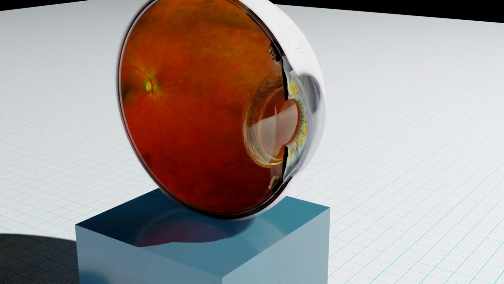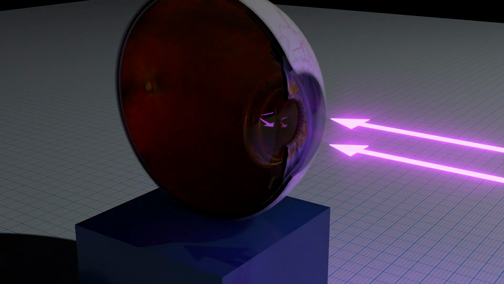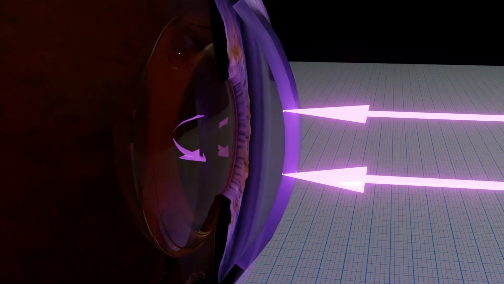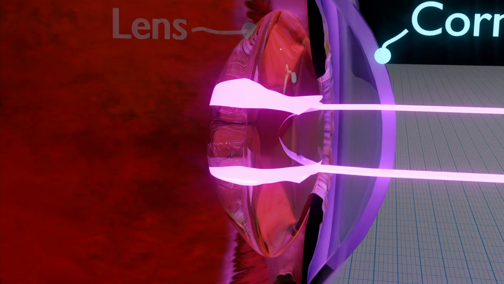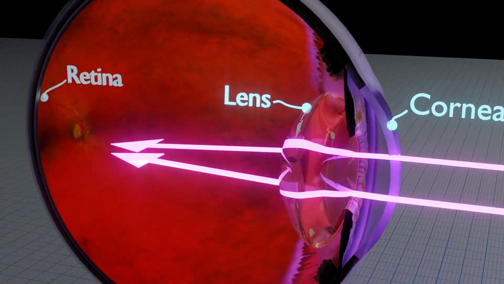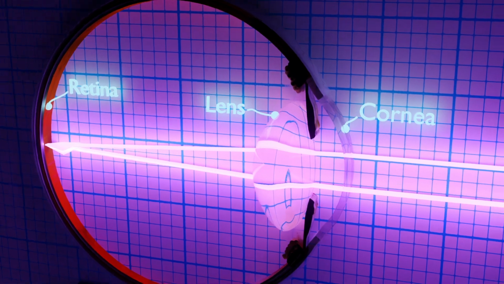The eye is like a camera. Light rays pass through the clear front window of the eye. This is called the cornea. They then pass through the pupil and then the lens and are focused onto the retina at the back of the eye. This is like a light-sensitive film.